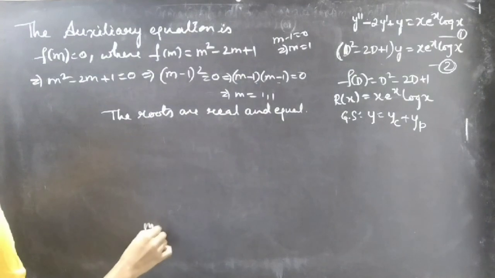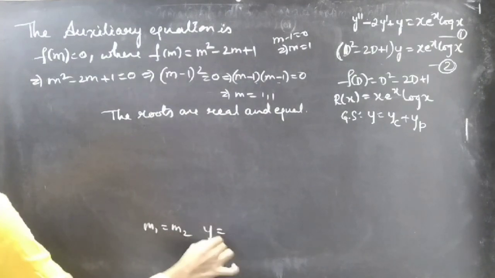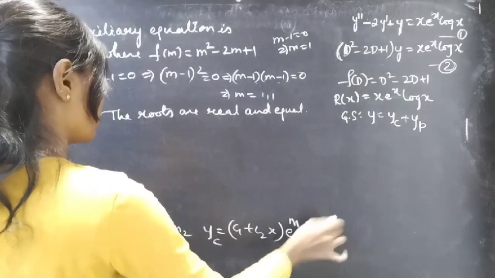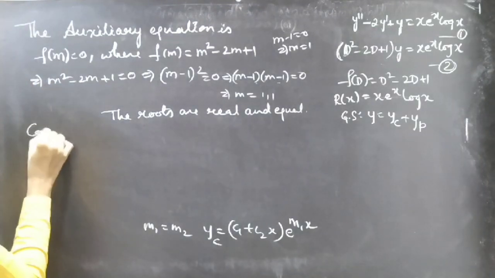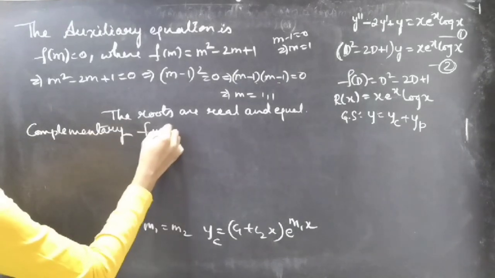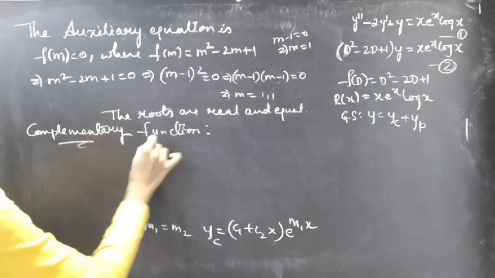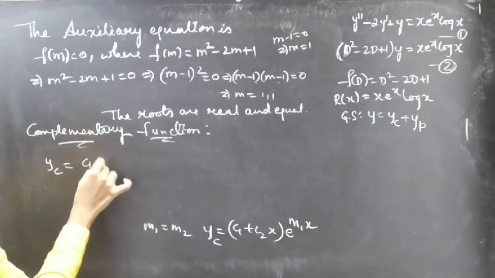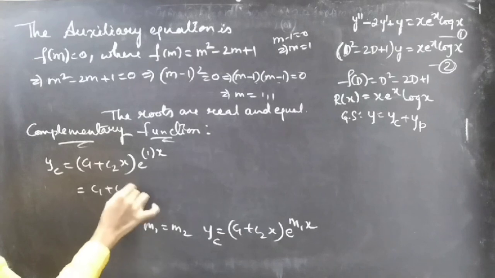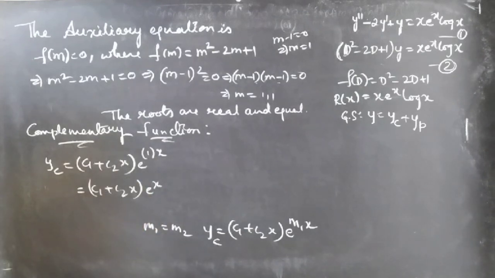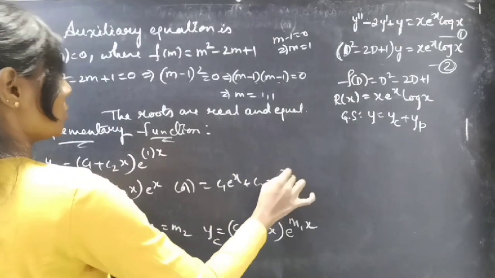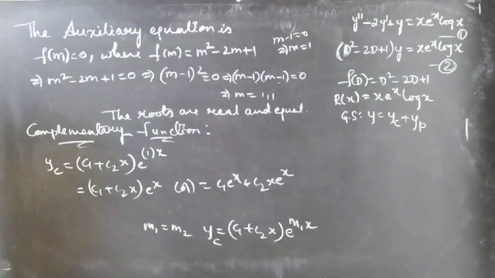We know that when two roots, say m1 and m2, are real and equal, then yc looks like (c1 + c2 x) e^(m1 x). Now coming to our complementary function, yc = (c1 + c2 x) e^(1·x). This gives us (c1 + c2 x) e^x, or c1 e^x + c2 x e^x. So we got yc now. Let's find yp.